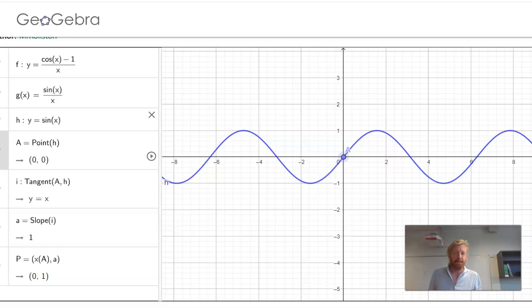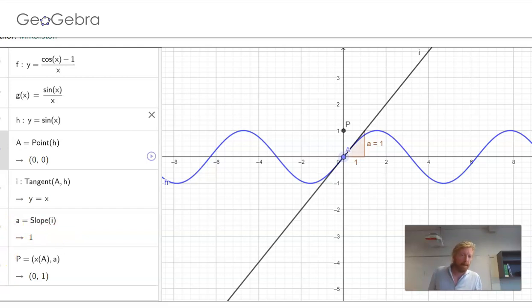And the last one, here we've got sine x. I want the derivative. So what I do is I want the gradient function. I want the gradient of that line there. What is the gradient of that line there? Well, it's going to be 1. Boom, got a gradient of 1.